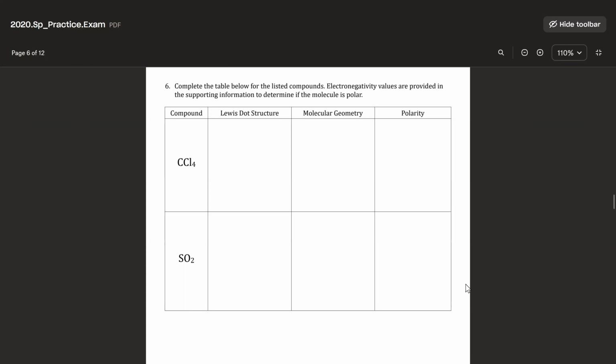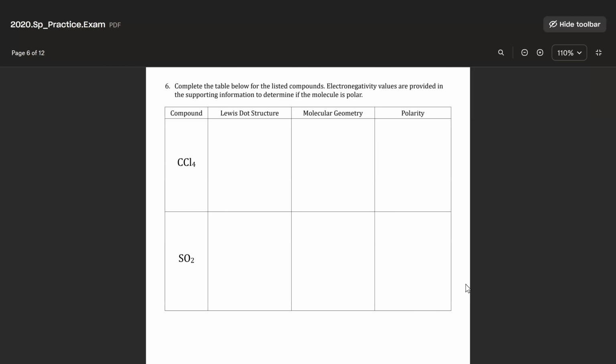And same for polarity. If you get this right and this right, but you mess up polarity, then I'm going to take away points. But if you get the Lewis dot structure right, molecular geometry wrong, but then your polarity answer is consistent with what you wrote there, then I only have to mark off points once. Right, so it's more important to be internally consistent with your own answers than it is to get the right answer.